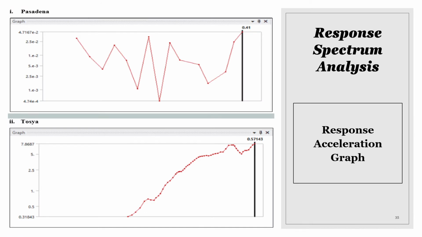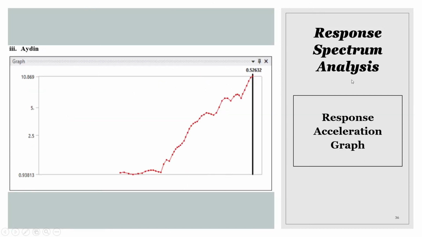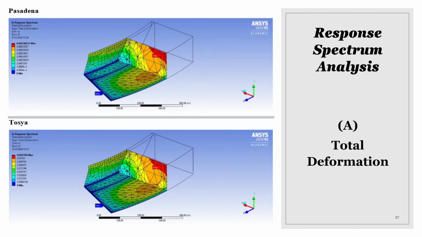For response spectrum analysis, first, these are the response acceleration graphs plotted based on the input data taken from the 3 regions which experienced seismic hazards before, including Pasadena from California, Tosya from Turkey, and Erzincan from Turkey. As the results of response spectrum analysis, for the total deformation part, the deformation values are similar under the same regions of input data amongst all the PGAs.